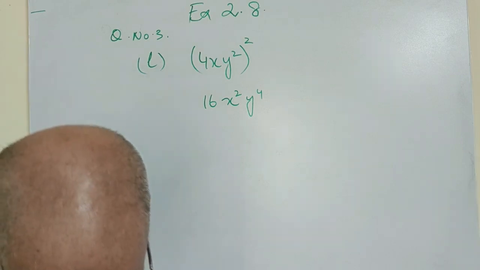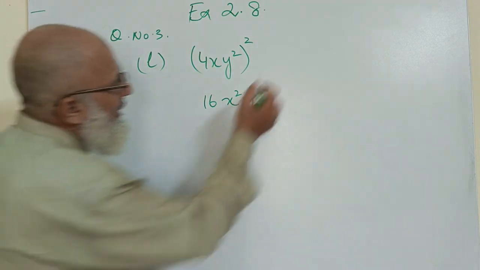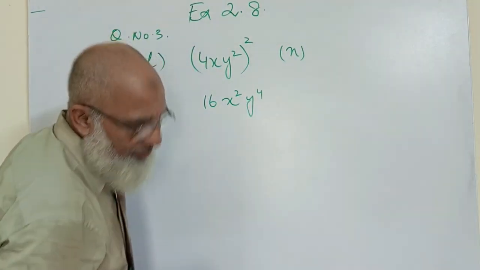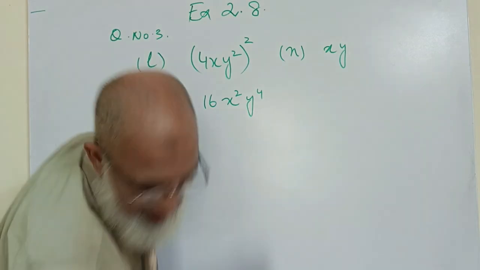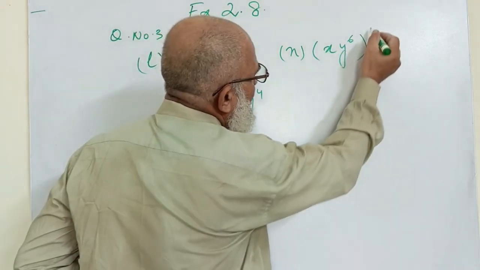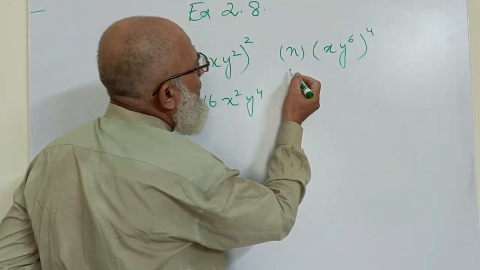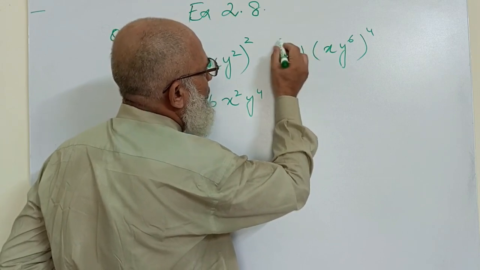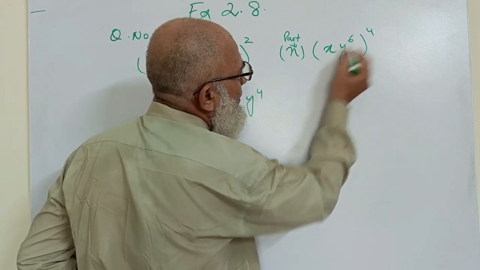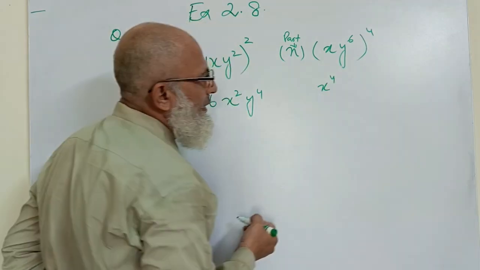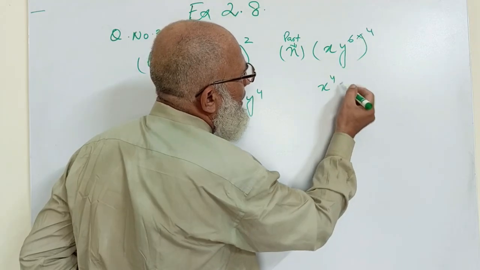Very simple question. In fact, there are very simple questions. Now, part N, okay? See how simple: x, y, 6 and raised to power 4. So x raised to power 4 will be written like this, and y, 6 multiplied by 4 is y to the 24.